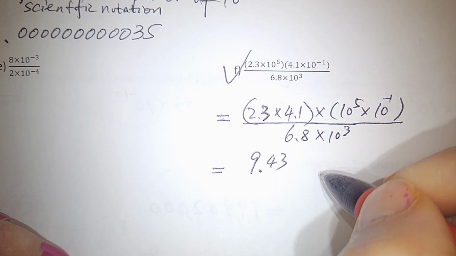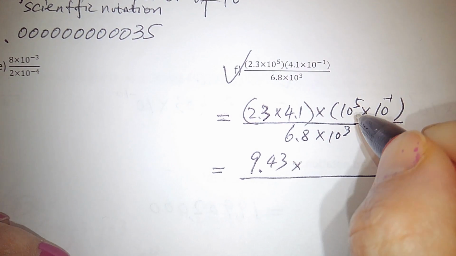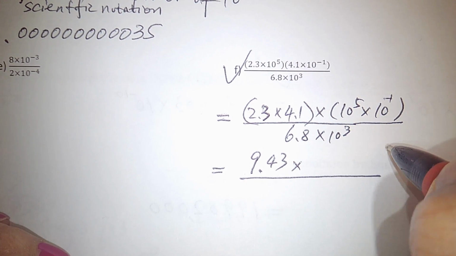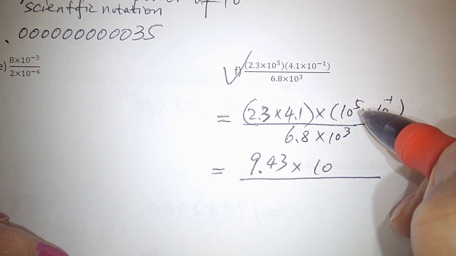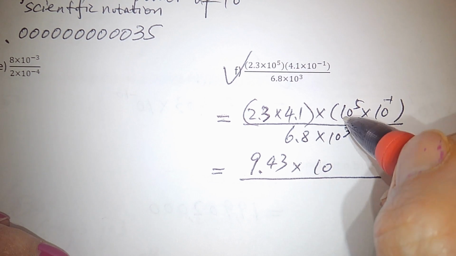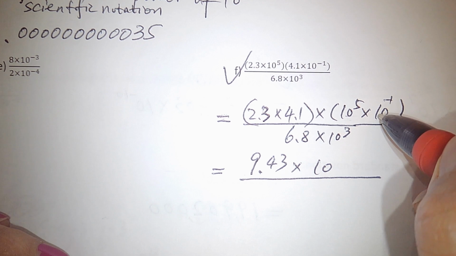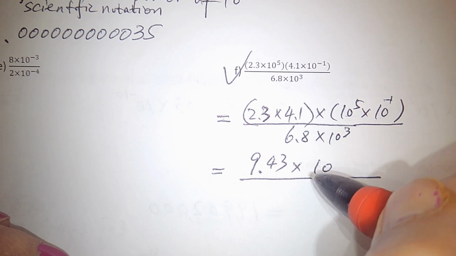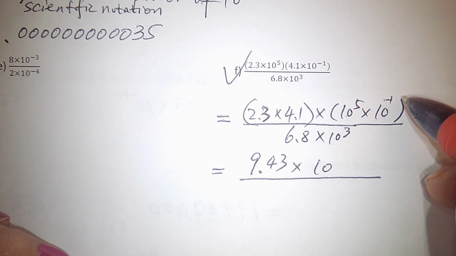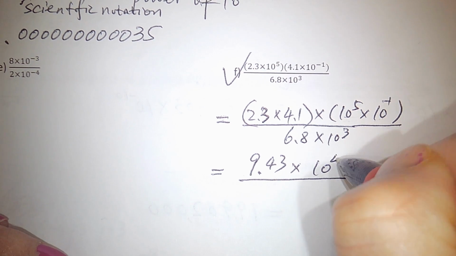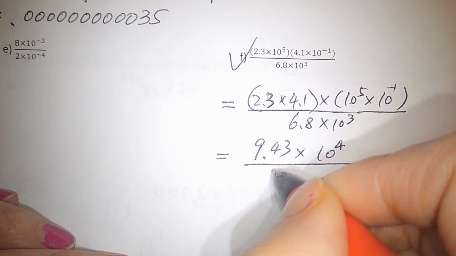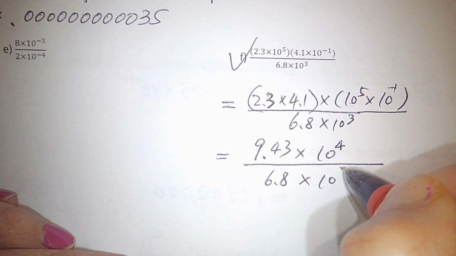9.43 times, what is 10 to the 5th times 10 to the negative 1? 10 to the what? 4. When we multiply, we keep the same base, we add up the exponents. So 5 plus negative 1 is 4. And then 6.8 times 10 to the cube.